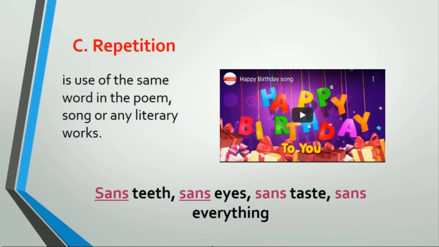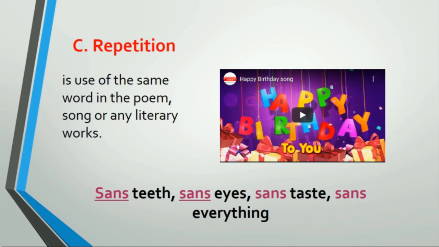Just like in the song, Happy Birthday. Let me sing it to you. Happy birthday to you. Happy birthday to you. Happy birthday, happy birthday. Happy birthday to you. Happy birthday was repeated five times. And that's an example of a repetition.